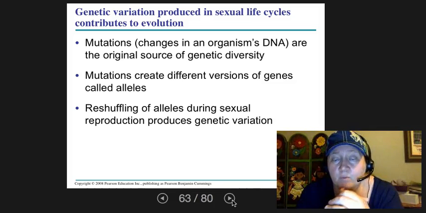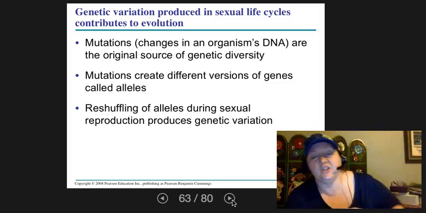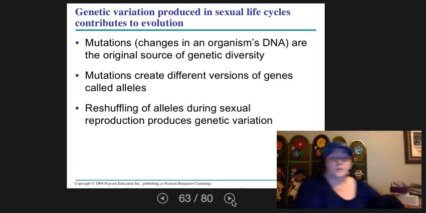Mutations happen when we have a change in an organism's DNA. So we have a change different than the original intent or the original code. Okay?